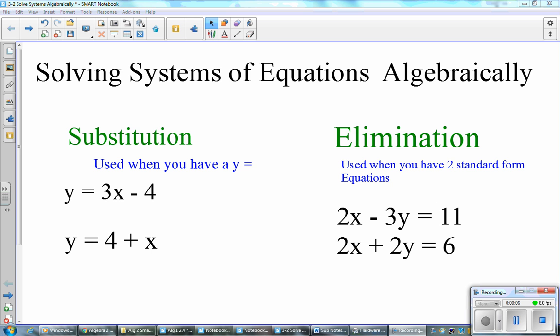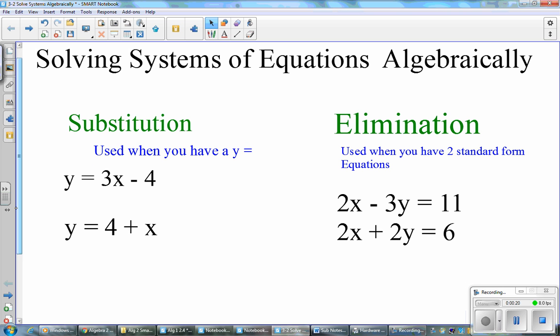Today we're going to be solving systems of equations algebraically. That way you don't have to graph each of these. You can just, with the formulas, solve and find where the graphs cross. So we're going to solve it algebraically. We've got two methods, maybe you remember them. The first one's called substitution, the second one's called elimination.